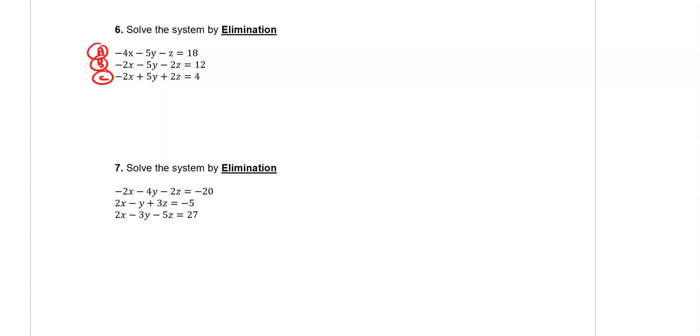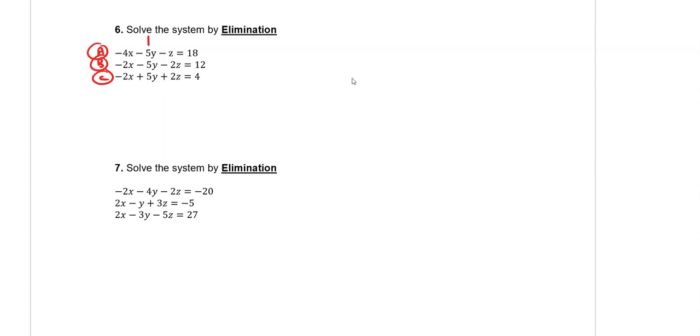All right, so for number 6, I'm going to use elimination to solve this. You could solve it on a calculator too, but when it says elimination, that means you're going to have to show work for elimination on the test if they ask it like that. You can check your work with a calculator, but you have to do elimination. And if I was going to eliminate a variable, the first step is to pick a variable to eliminate.